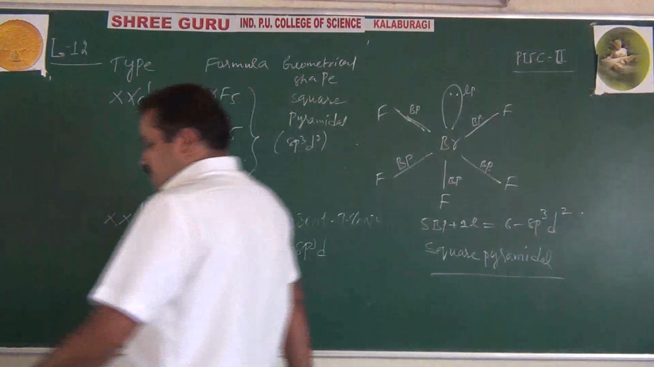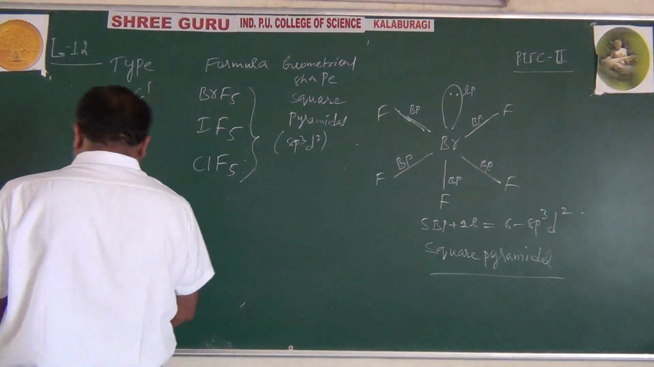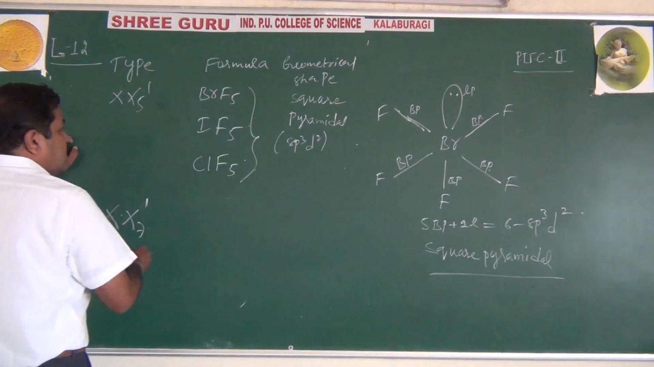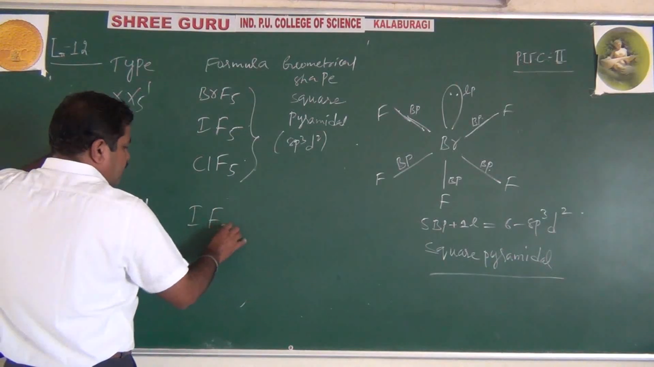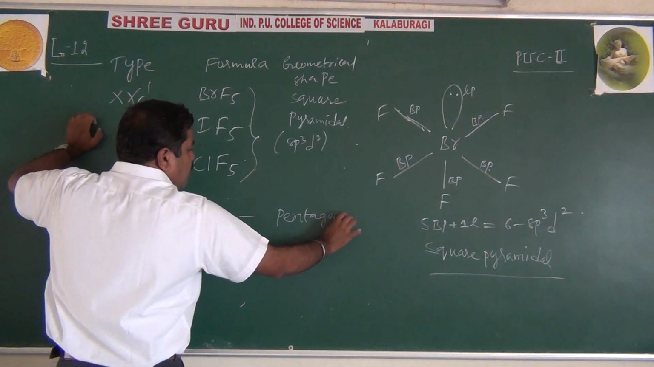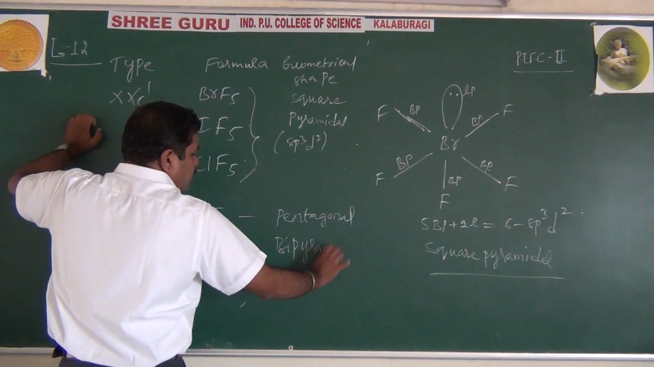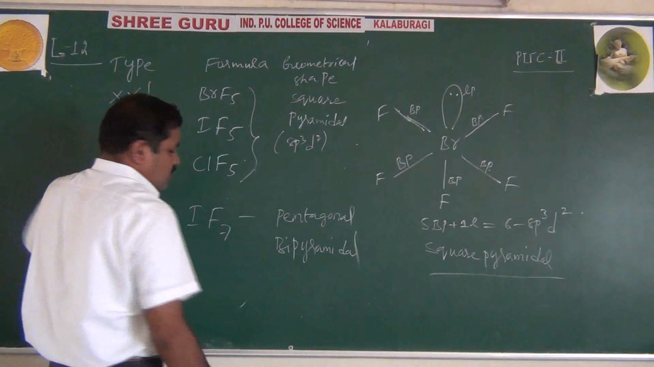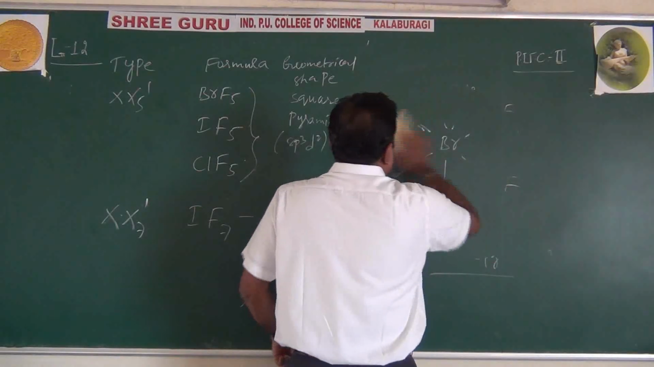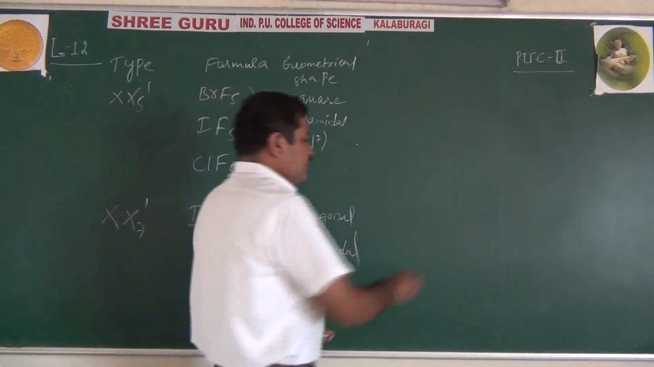Just lastly, I will show you XX7 dash. Only one example, AX7 dash. Only one example you have, iodine heptafluoride. It is all bonding pairs, pentagonal bipyramidal structure, because this is iodine heptafluoride. See, it will be like this, pentagonal bipyramidal, all bonding.